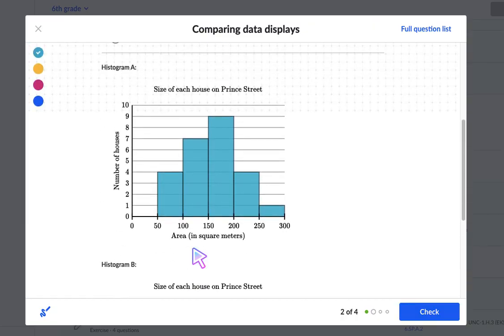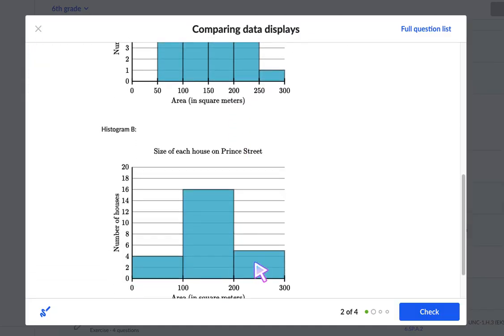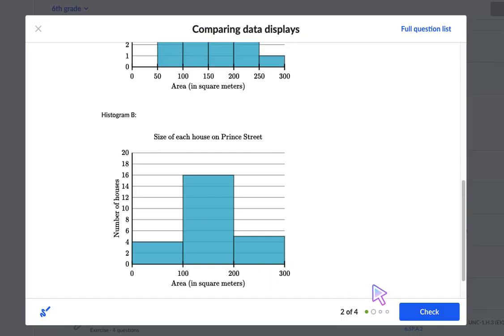So in general, I would say the smaller your intervals are, the better. But in this question, both of them serve the purpose of telling us how many are 200 square meters and above. So for this question, both are good to show that.